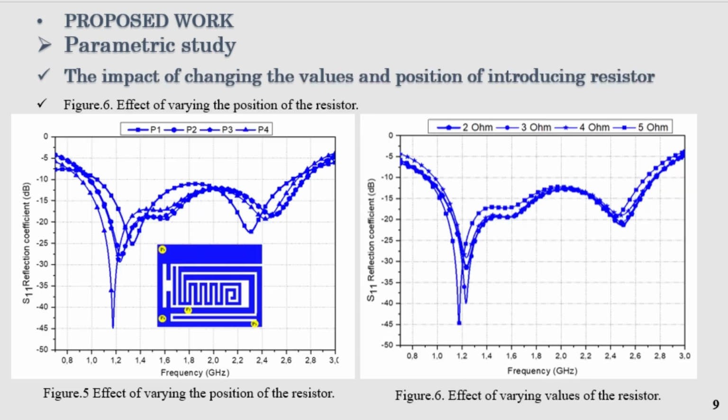Now we move into the study of resistance to achieve better impedance matching and bandwidth. We explored the various resistor positions until we found the optimal one, as depicted in figures 5 and 6. Following this, we tested several resistance values, analyzing the S11 parameter each time. After multiple simulations, we determined that 5 ohms is the best value and position 4 is the best position.